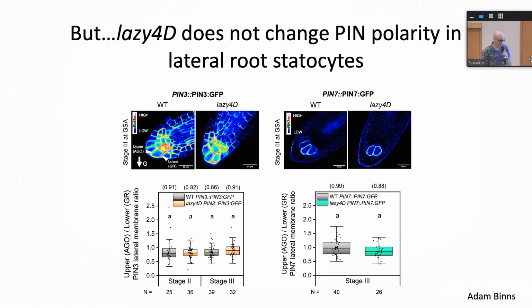But what it doesn't do is affect PIN polarity in this bipolarity of PIN3 and PIN7 that we see in the columella. So this is the reason for looking at that, that's the basis of the model that we're working to. That's how you are able to maintain these non-vertical GSAs. So we don't see any effect on PIN polarity.